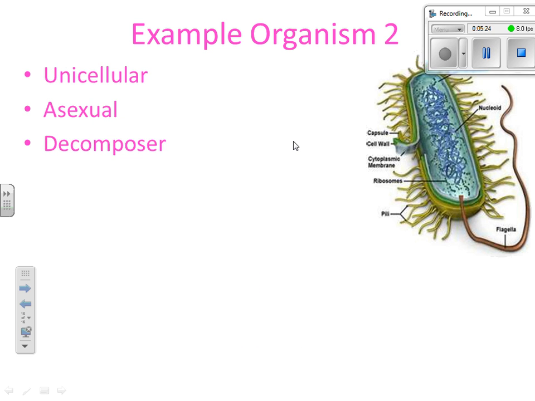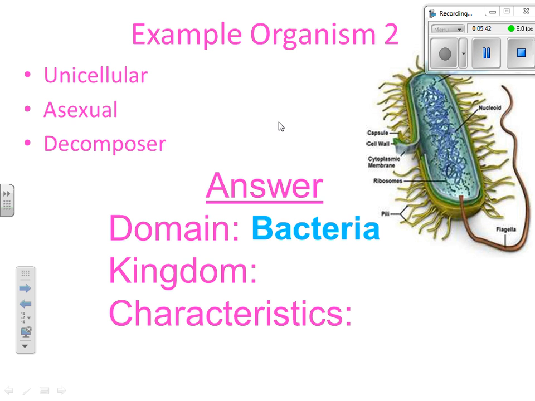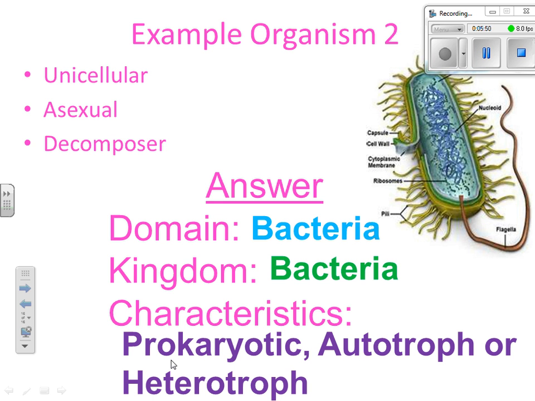Let's try another one. This example organism, there's a picture over here. Notice that there's not a separate nucleus, so I'm thinking it's prokaryotic. Let's check the other characteristics. It's unicellular, asexual, and it's also a decomposer. So that's going to fit into the domain bacteria, the kingdom bacteria, and the missing characteristics, yep, we were right, it's prokaryotic, and it can be autotrophic or heterotrophic.